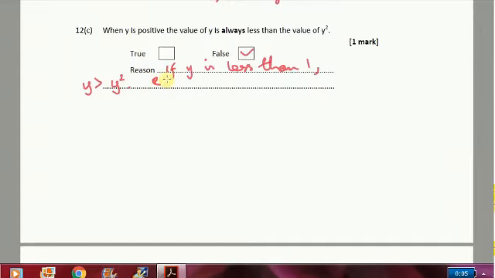For example, if y was, say, a half, then y squared would be a quarter, and a half is bigger than a quarter.